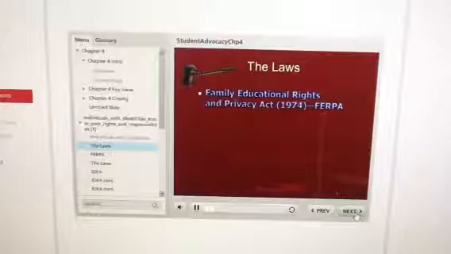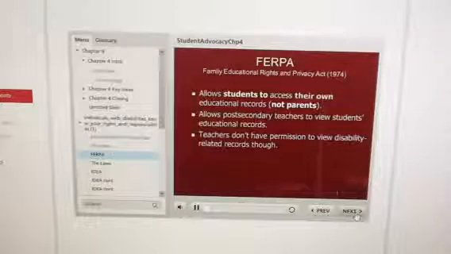The laws. Family Educational Rights and Privacy Act, 1974, FERPA. FERPA allows students to access their own educational records, not parents. It allows post-secondary teachers to view students' educational records. Teachers don't have permission to view disability-related records, though.